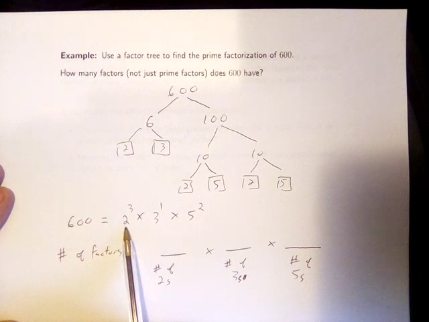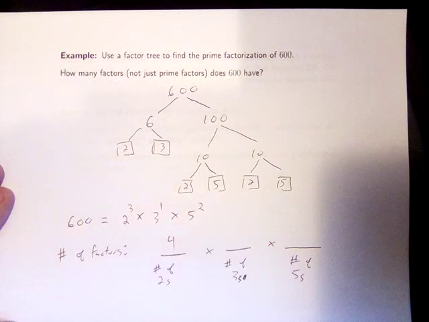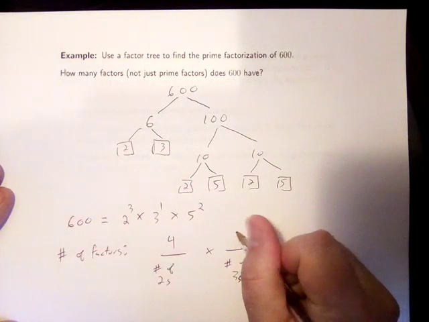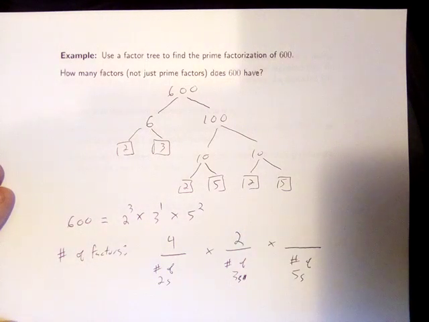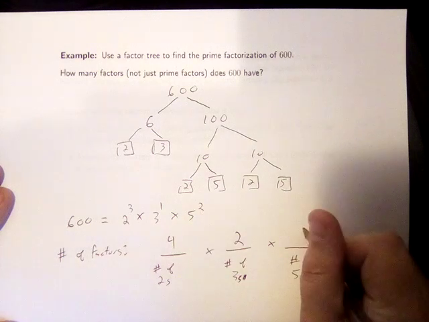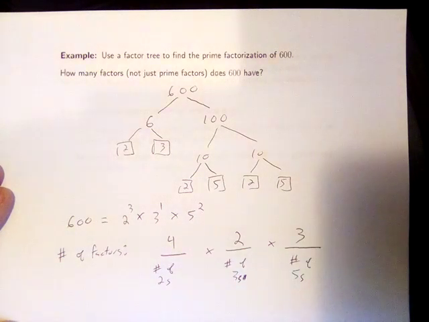For 2's, there's 4 choices. You could have no 2's, or 1 2, or 2 2's, or all 3 2's. We have 4 possible choices for how many 2's there might be in any factor of 600. For 3's, there's 2 choices. Either you do have a 3 or you don't have a 3. None of them or one of them. So there are 2 choices for the number of 3's. For the number of 5's, there are 3 choices. We could have none of the 5's, or one of the 5's, or all 2 of the 5's. There are 3 choices in total.